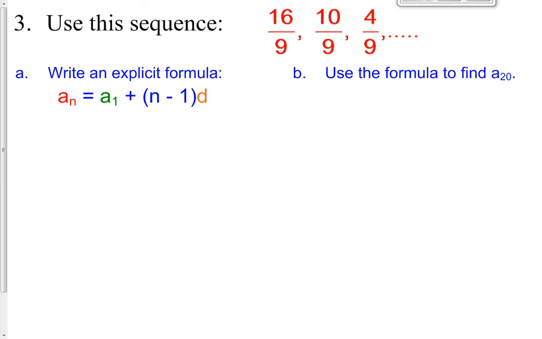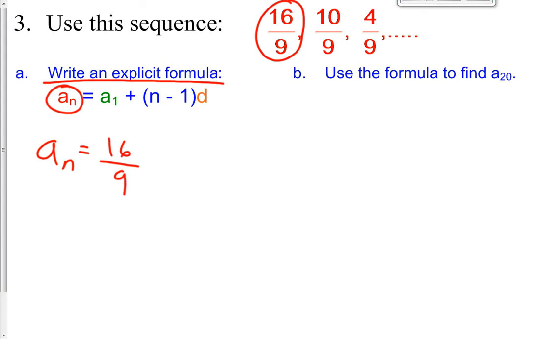So now we're kind of getting into the meat of this lesson. Let's use this sequence, and let's write an explicit formula. The value of my last term is a sub n. I don't know what that is because I don't know when this sequence ends. I don't know the value of my last term, so I'm just going to keep it as a sub n. a sub n equals a sub 1. a sub 1 is the value of my first term. 16/9 is the value of my first term. So that's what I'm going to write first. Plus n minus 1 times d.